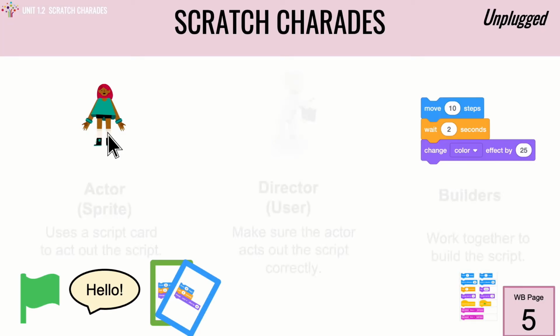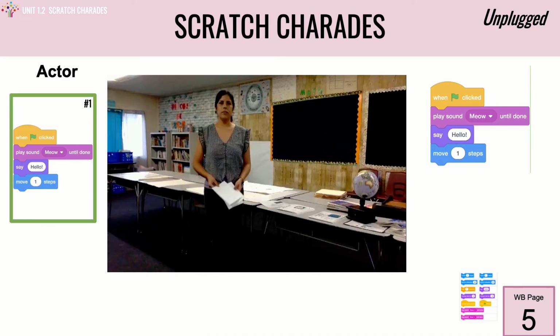So we have an actor, and in this case it's Miss Vilches, and she is going to use this card, number 1, and she's going to act that out. So a director would be making sure that she's following the right steps. So let's watch her act this out.